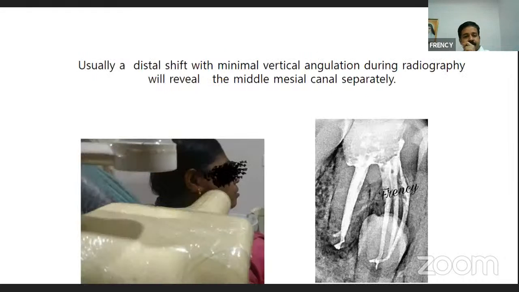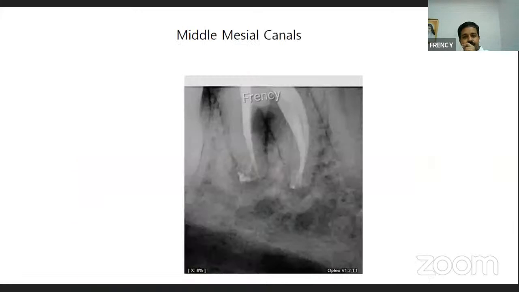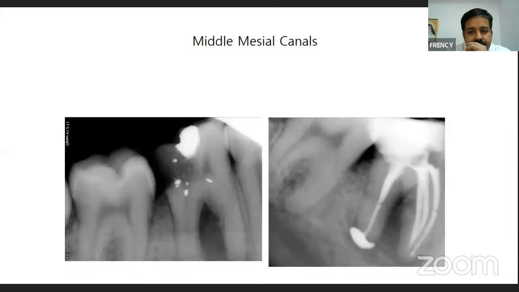And usually, as I said earlier, for MB1 and MB2, a slight vertical distal shift with minimum vertical angulation will usually help to reveal the middle mesial canal. Usually the distal shift is the most useful technique, but if it is not working, you can give an exaggerated mesial shift also. Then furcation radiolucency may be an indication of an isthmus or middle mesial canal. Here also you can see furcation radiolucency and mid-root radiolucency, and this is a metapex, some amount of extrusion happened.